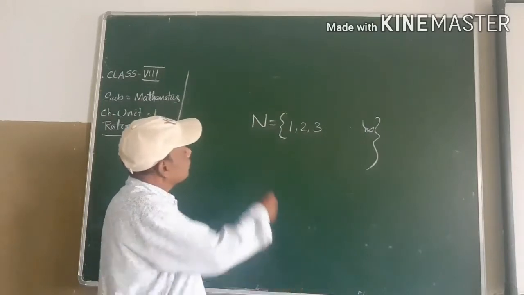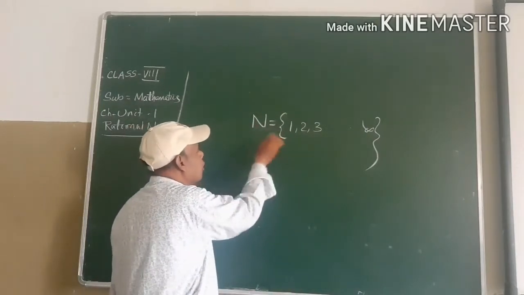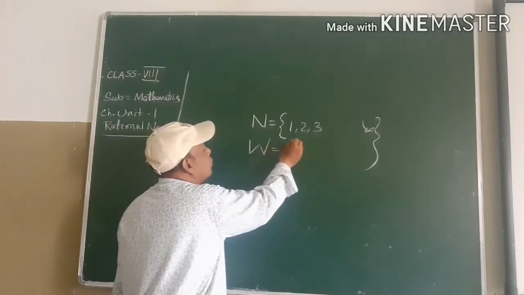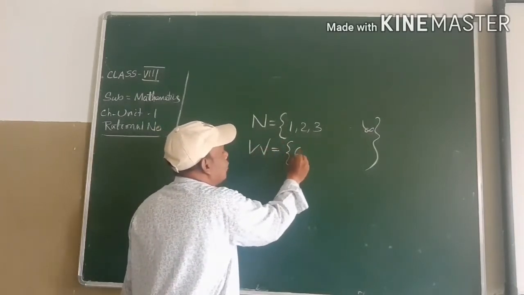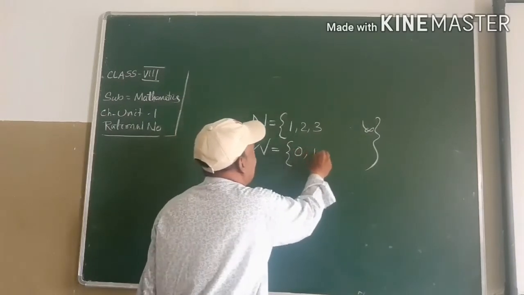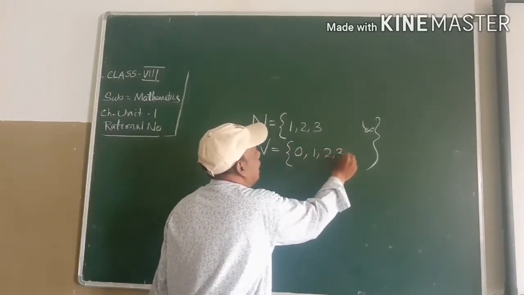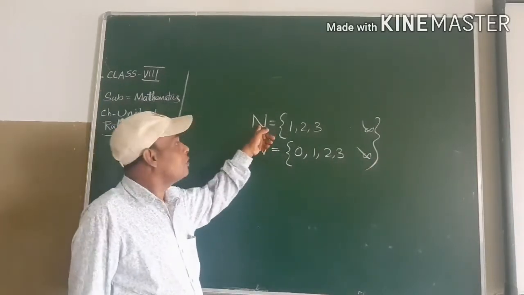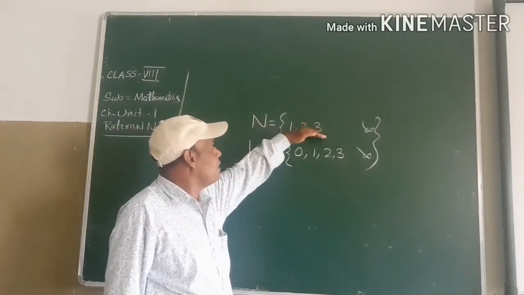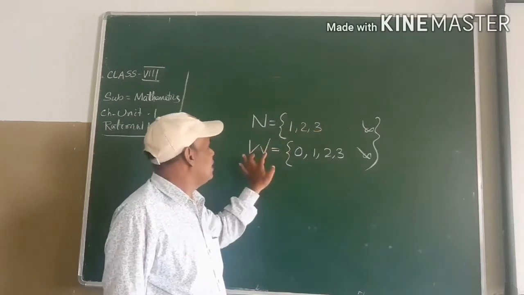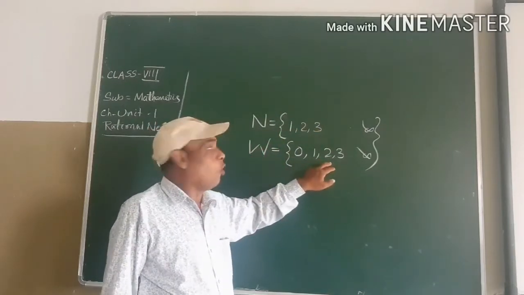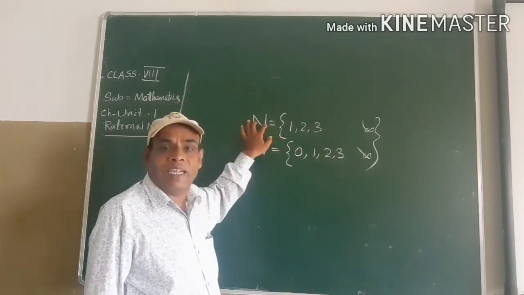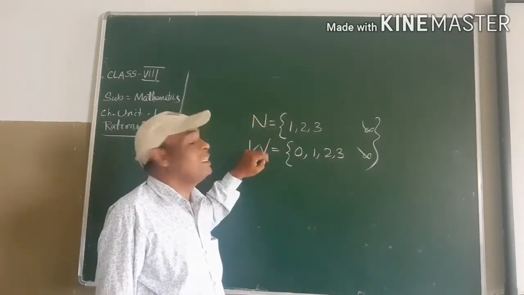Then after that we read about the whole number set. We may denote whole numbers by W. You have to remember only one element, 0, is extra. That will be added to the set of natural numbers. It means all the elements of natural numbers you will find in the whole number set.